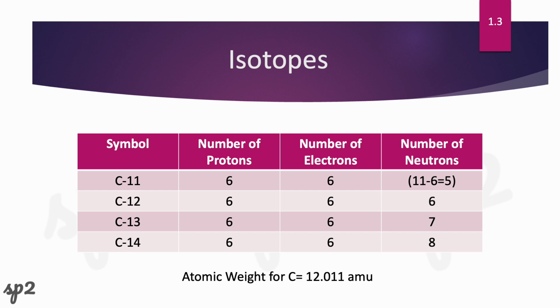Now, if you look at the carbon on the table, it says the atomic weight for carbon is 12.011 AMU. That means this value here, this atomic weight, is different than all of these numbers that we have for the isotopes, right? So that means we cannot find the mass number on the table. Rather than that, we're going to have the atomic weight. So let's talk about what the atomic weights are and how we can do the calculation for them.